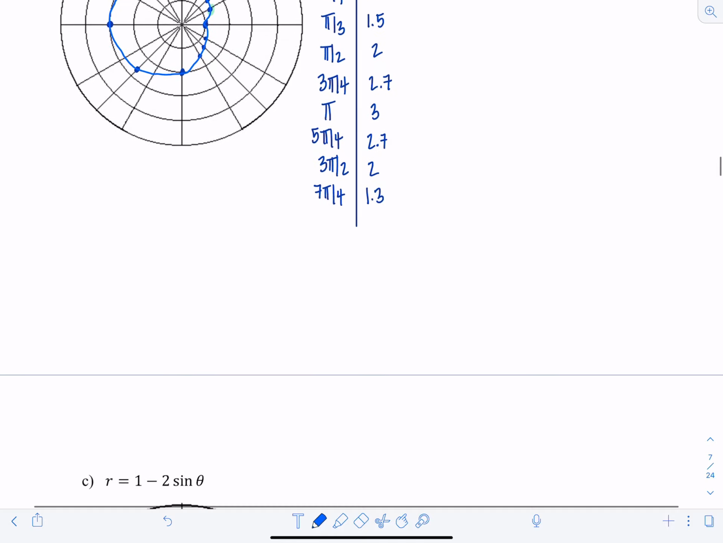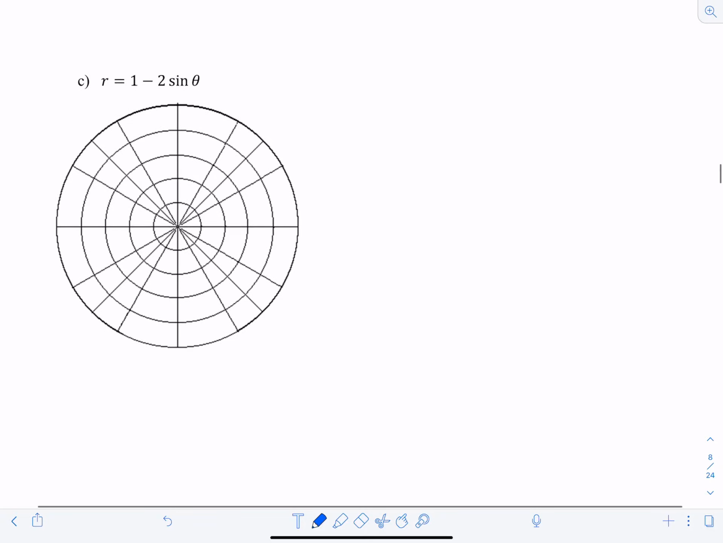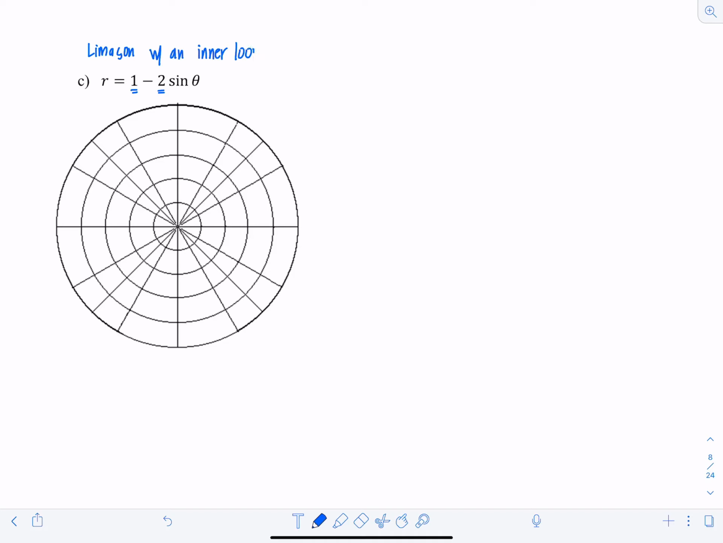We're going to do another limaçon, but this time it has an inner loop. How do I know that? Well, because A is less than B. So this is a limaçon with an inner loop. Okay, so here we go. Let's make our table.